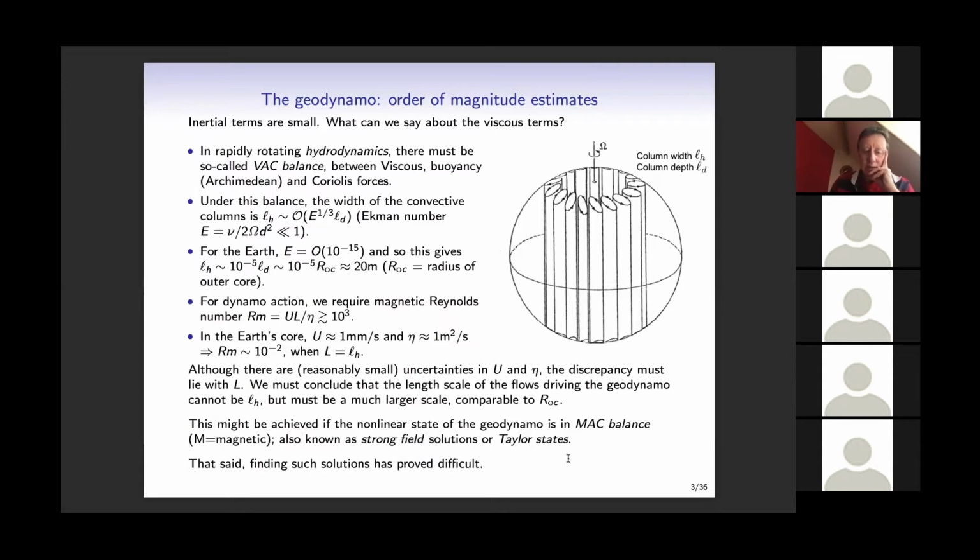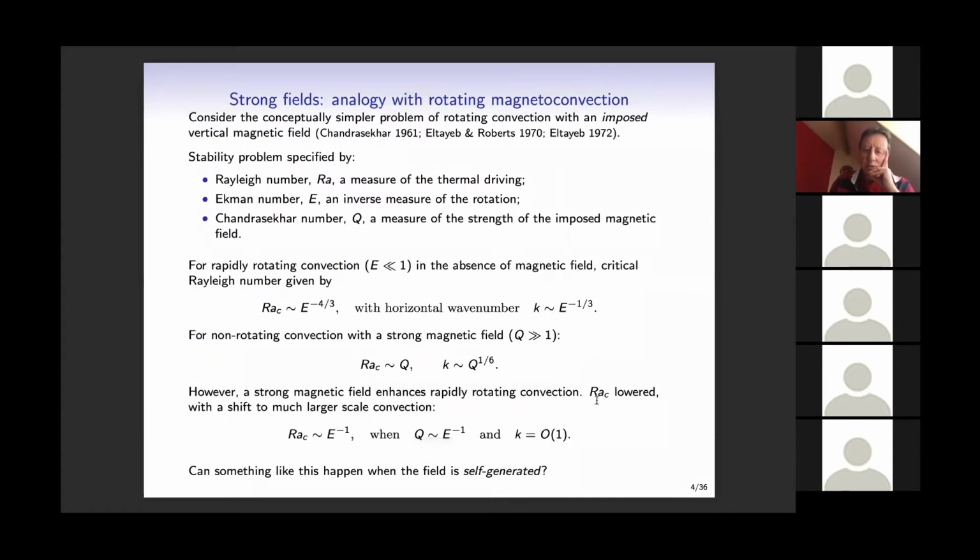And as I say here, it sounds good, but actually finding these is quite difficult. You might think, well, why should it do that? Do we have any reason for thinking that the MAC balance is a viable option? So if you go to a simpler problem, this is old, but it's helpful, I think. If you go back to a simpler problem, which is rotating convection with an imposed field, so not a dynamo problem, a magnetoconvection problem, then we've already seen this argument.